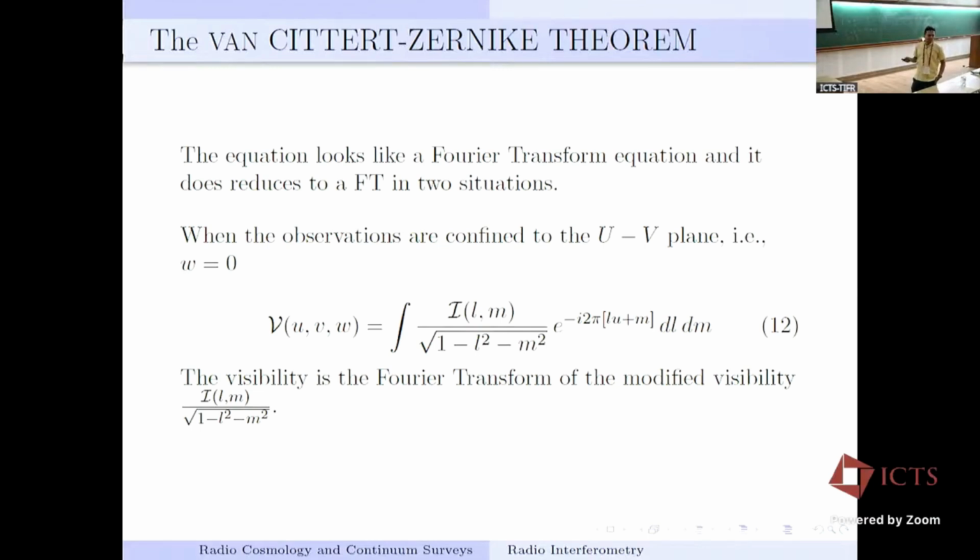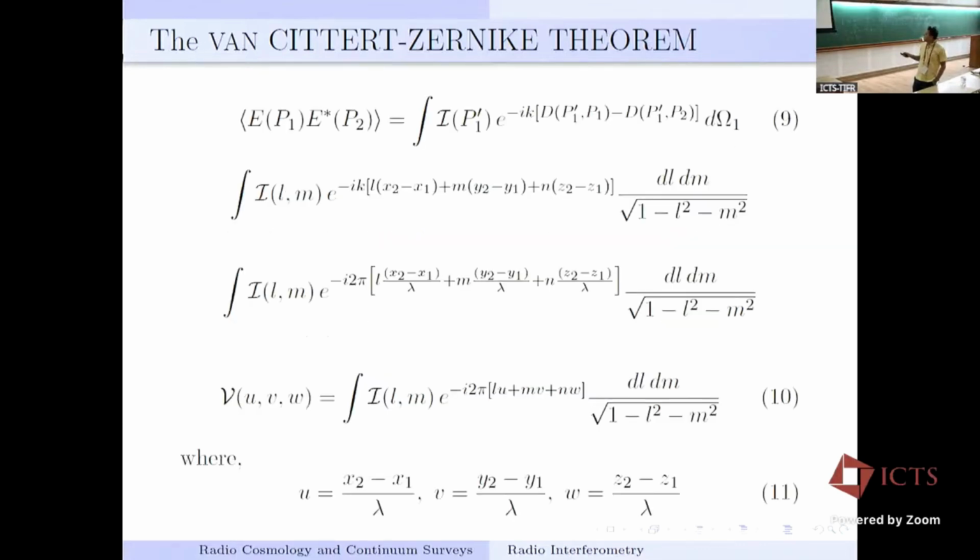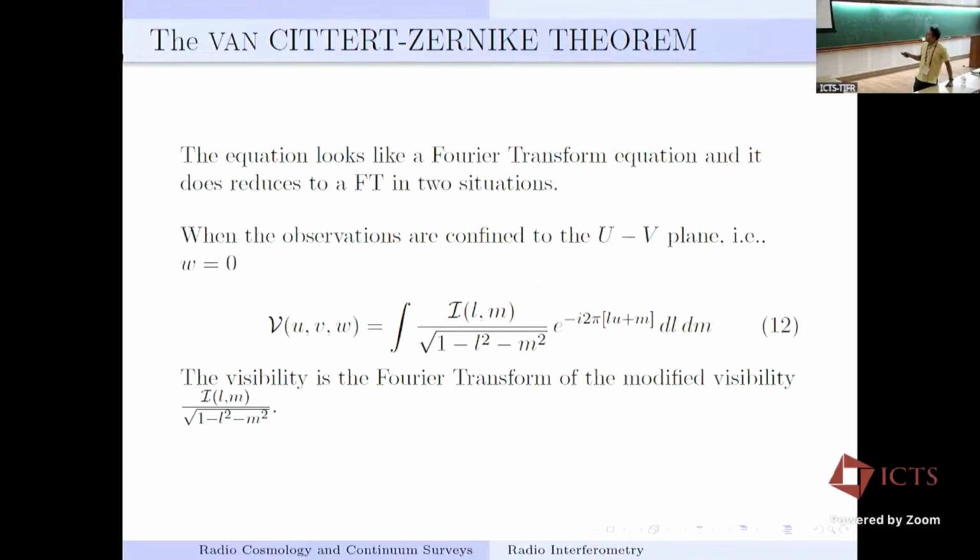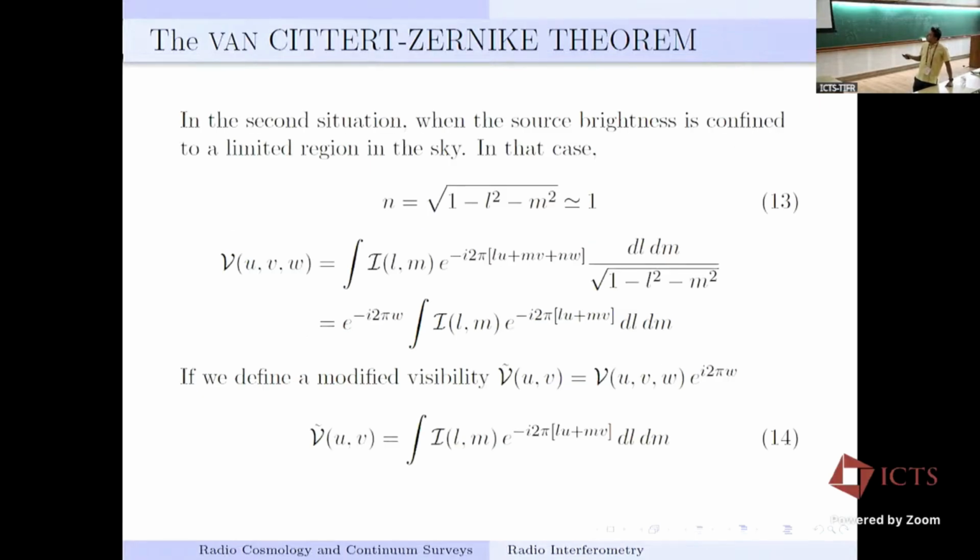In one situation, w equal to 0, let's say. If w equal to 0, then if you go back to the previous thing, here this is dl dm, there is no dw, right? So if you make w equal to 0, it becomes like l into u, m into v, correct? And this will become like this. So this is a Fourier transform relation. And then another point is that if n is very small, close to 0, then you can actually ignore this term, and again it becomes a Fourier transform relation, right?